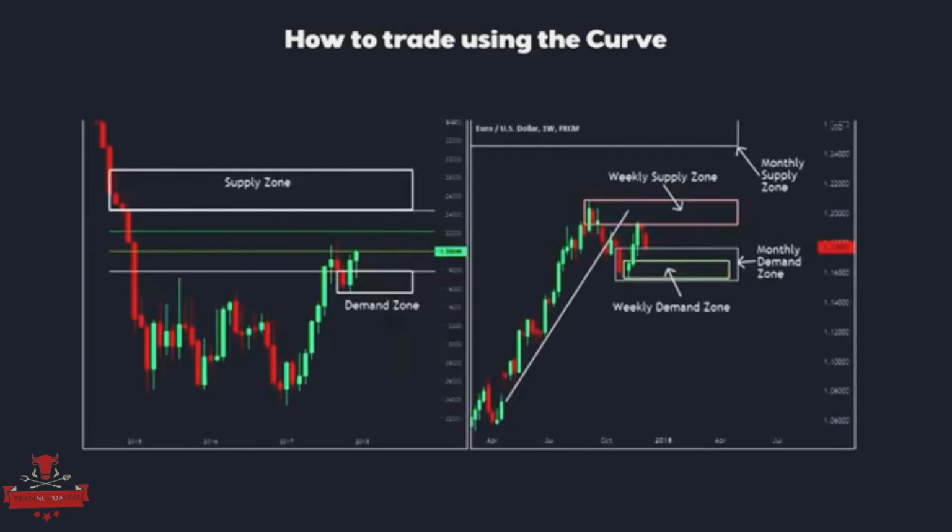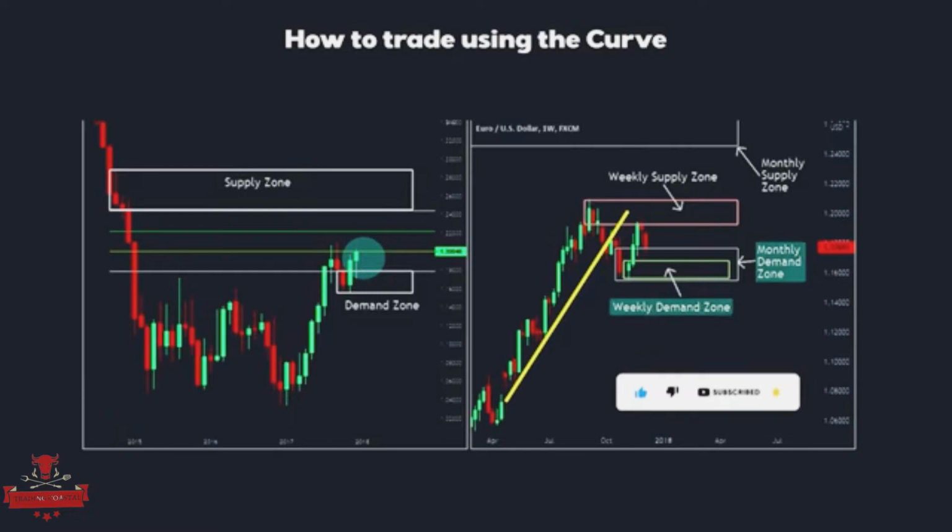On the weekly chart, price broke the trend line and created a new supply zone. Then price moved down and created a new demand zone inside the monthly demand zone. On the monthly chart, we have price at low equilibrium in the curve and the trend is up. On the weekly chart, price is moving sideways with a weekly demand nested inside a monthly demand zone.